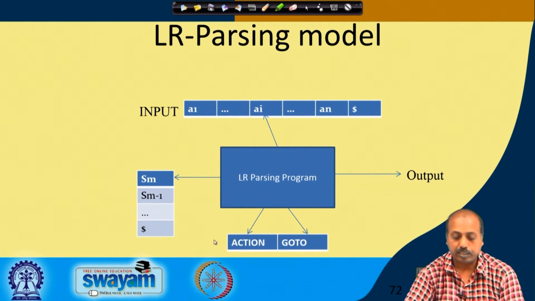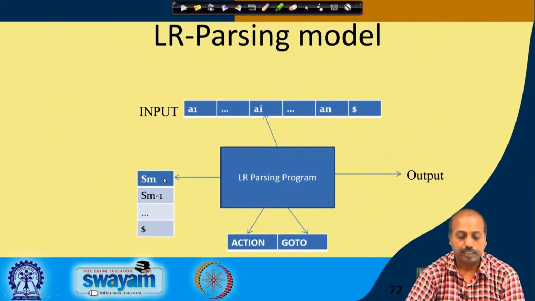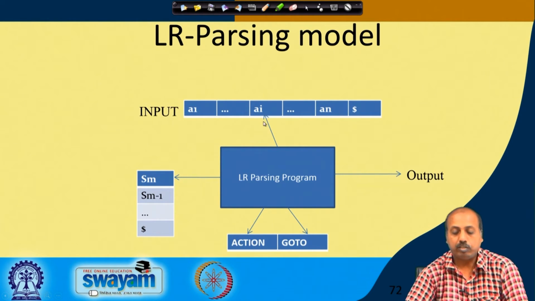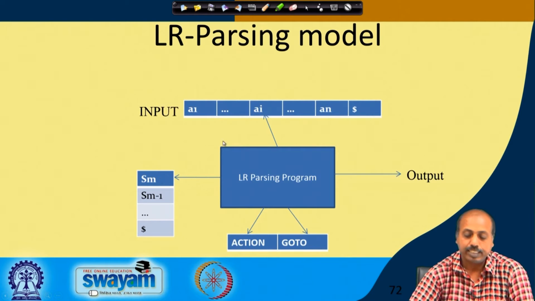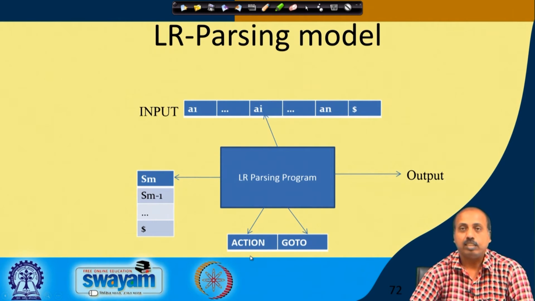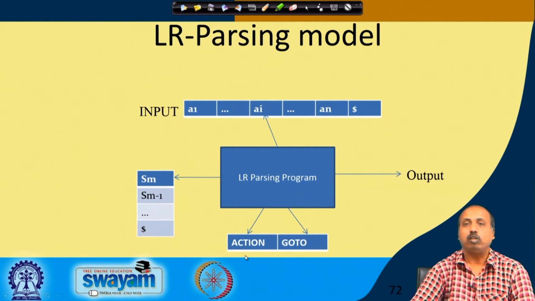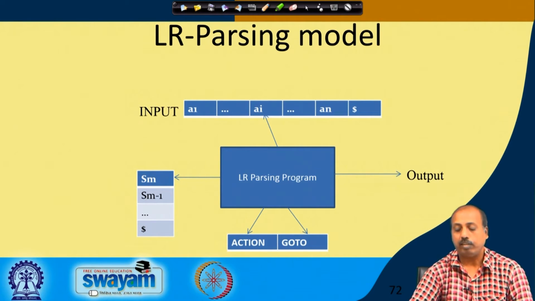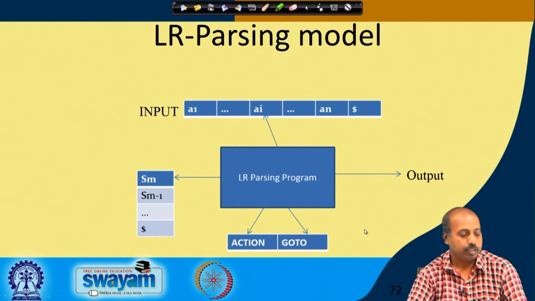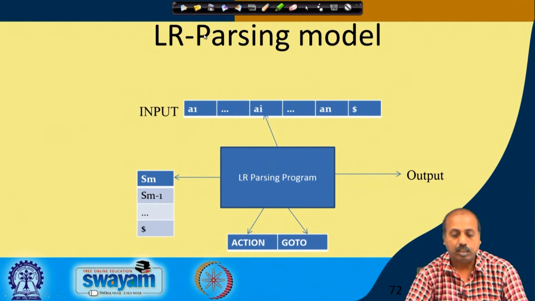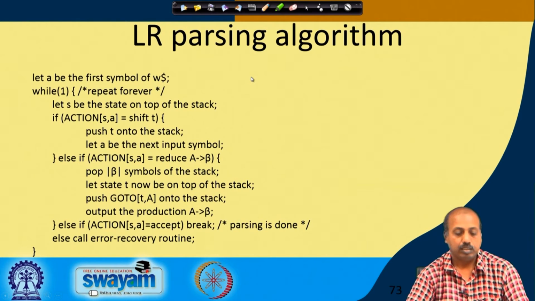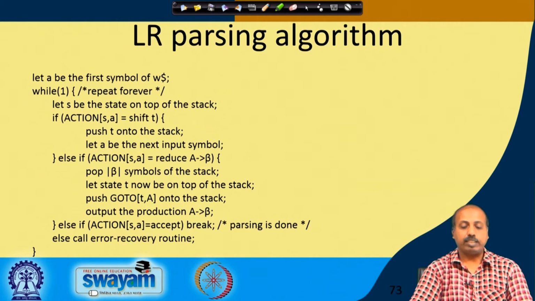So, this LR parsing program will consider the current state and the current input, and it will consult the corresponding table, and based on this table it will take some action. Whether to shift the next input, or whether to do a reduction, or whether to accept, and accordingly it will output maybe the production rule by which it does the reduction, or the declaration that the input is accepted or error. So, that is the output part. So, this is the LR parsing algorithm.